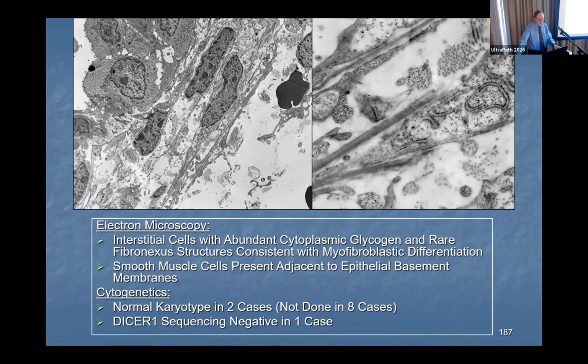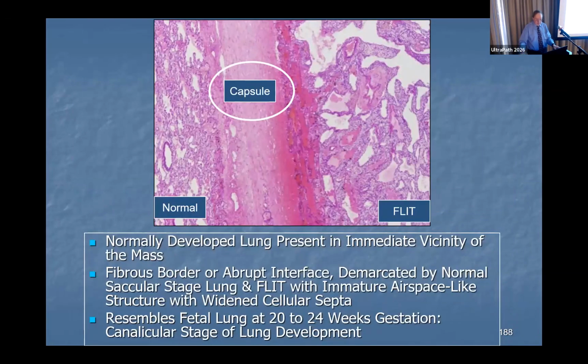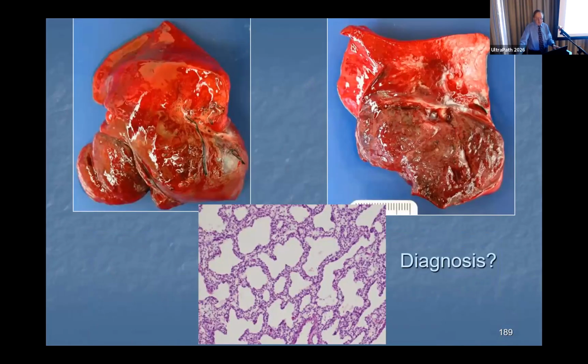Looking at this a little more closely, you can see that the interstitial cells have these fibronexus type of structures to it that go along with sort of myofibroblastic type of appearance to it. And with this, again, you can see the capsule surrounding this. It's very well encapsulated type of tumor. Has this really sort of almost a pulmonary interstitial glycogenosis appearance to it.